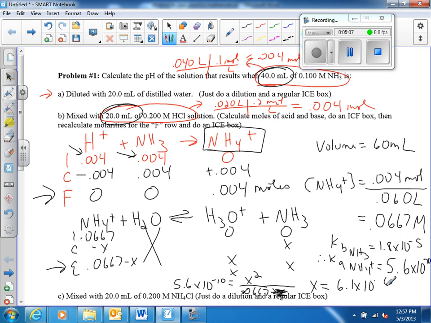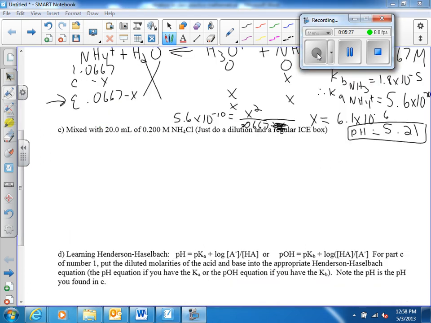And the question asked, what were we asked? Calculate the pH. So to get the pH, we're just going to take the negative log of the answer. We get 5.21. There we go. Okay, new problem.